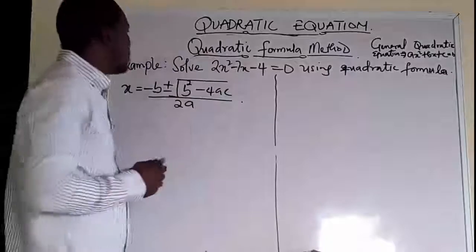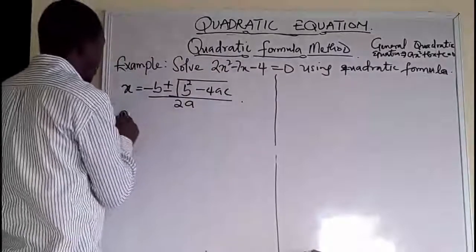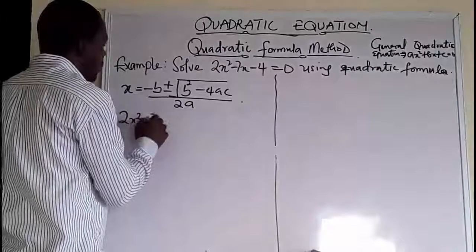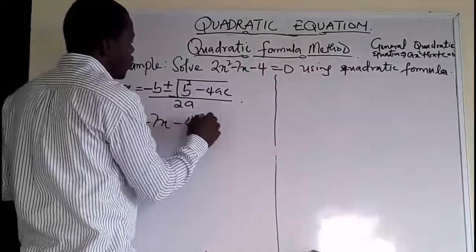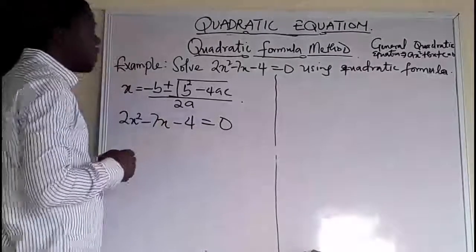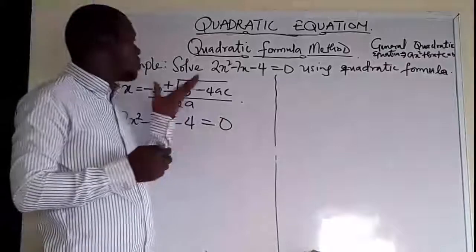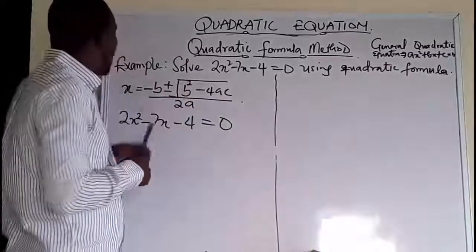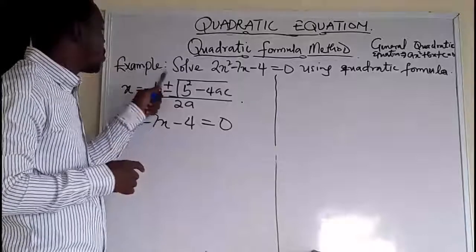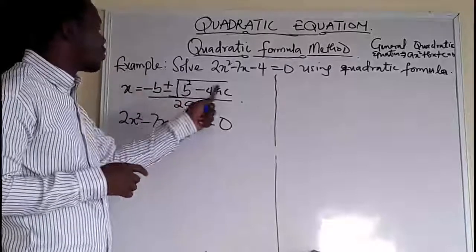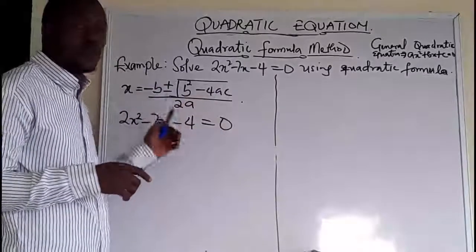Now the question says 2x squared minus 7x minus 4 equal to 0. Don't forget that I made mention of this particular thing before, that our quadratic formula is minus b plus or minus square root of b squared minus 4ac, everything over 2a.